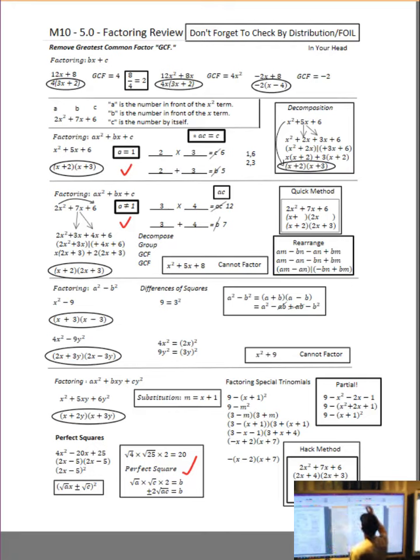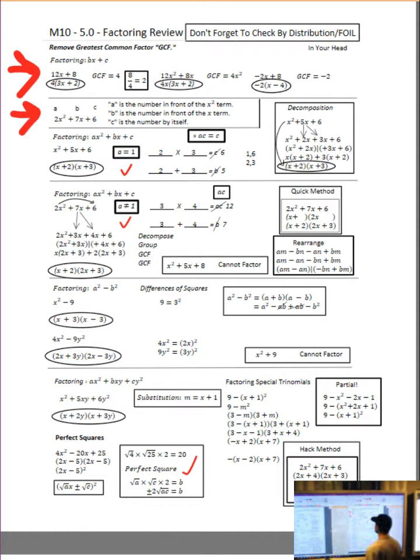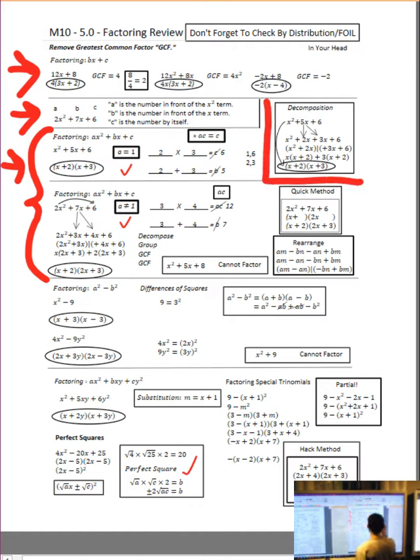Okay, so let's take a look at the factoring review sheet. So remember, we can remove a greatest common factor, a number or a letter or a negative, identifying which letter is A, which letter is B, and which letter is C, and then working on trinomials, either with the quick method or by decomposition, or the quick method.